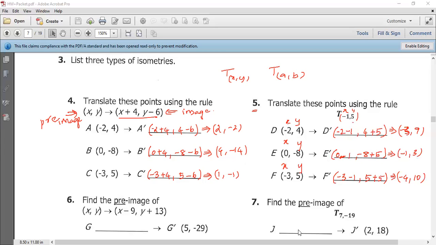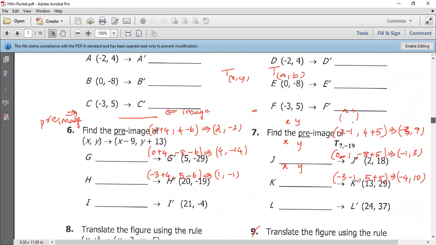So this is your translations. Translations here are represented by different kinds of representations. Either they will give the coordinate representation or they will give the notation like T of (-1, 5), something like that. Okay, so the same thing with the sixth question. The sixth question is the reverse process of the fourth one.